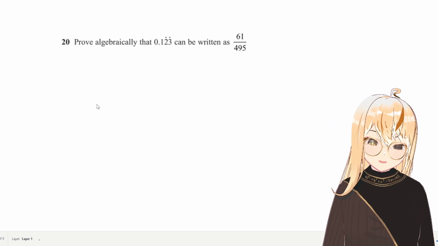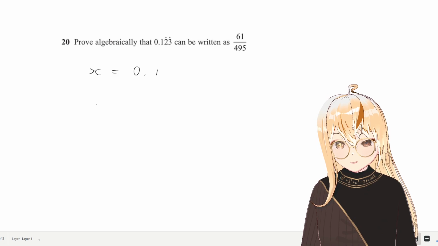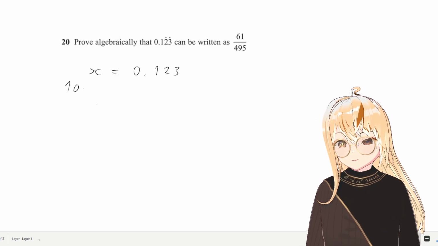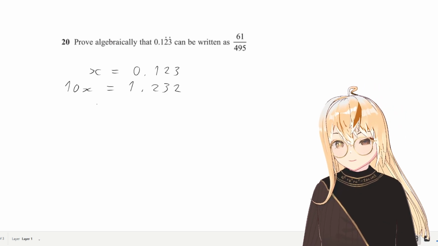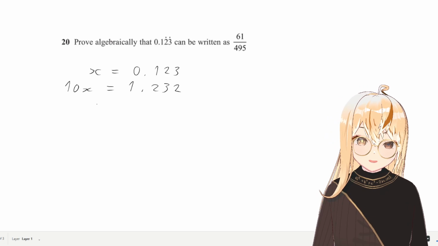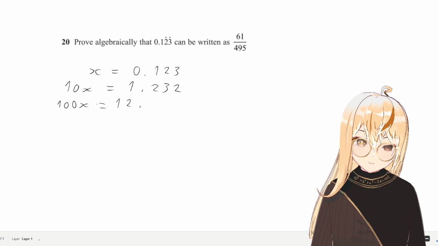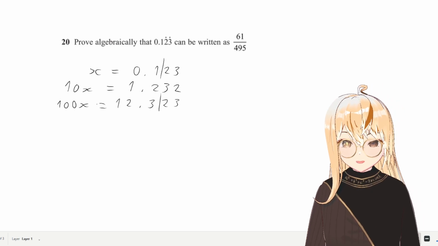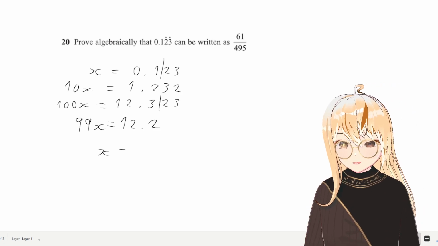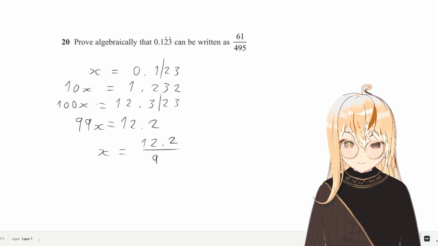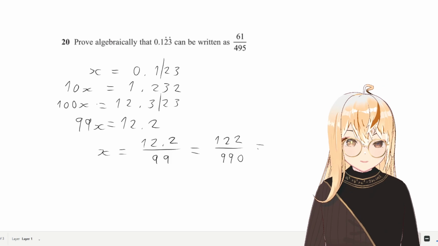Prove that the recurring decimal can be written as 61 over 495. So, same thing. x is 0.123 recurring, 10x is equal to 1.232. Make sure that you repeat 2 and 3, not 1. And the numbers aren't lining up yet, so I just multiply again by 10. 12.323, and then now it's lining up. 99x is equal to 12.2. So put it into the fraction, multiply by 10 on the top and the bottom, and just divide it by 2.